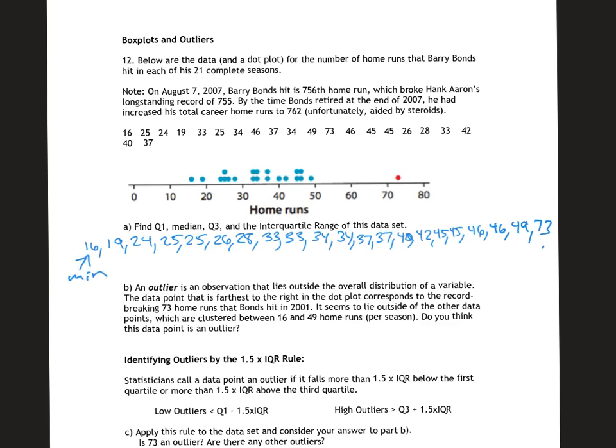The max is 73. And then the midway, so if there's 21, 10 on each side would be the mid. So let's go to number 11. 1, 2, 3, 4, 5, 6, 7, 8, 9, 10, 11. So the second 34, that's going to be our median. Well, now there's 10 on each side. So to find Q1, I'm going to have to take the average of the middle two numbers. So that's going to be 1, 2, 3, 4, 5, between 25 and 26. So that'll be 25.5. That's going to be Q1.